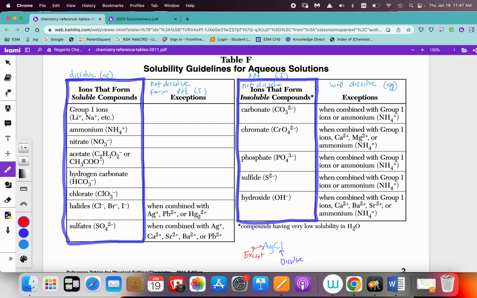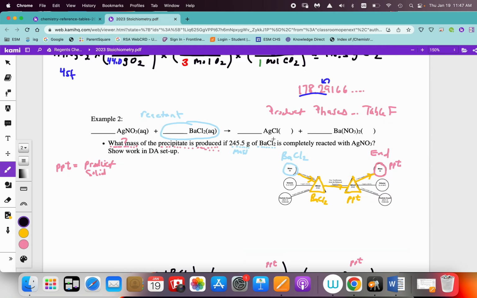that makes Cl not dissolve. So chlorides typically dissolve, but this is one of those exceptions when it doesn't. So AgCl is an example of a precipitate. So if I go back to my page 124, this is a precipitate, so therefore its phase is solid. Now I'm just going to do some check-throughs to make sure I use table F correctly.